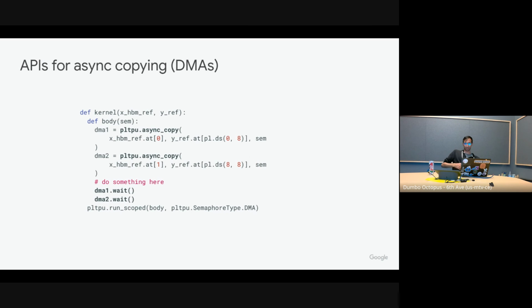But first, the basic primitive we give you is something called async copy. The idea here is that because these are asynchronous operations, we need some mechanism of synchronizing things, essentially blocking on those copies. And we expose semaphores to the user. You can allocate the semaphores via that scratch shapes mechanism from before, or you can allocate them via run scoped, where you call a body and it'll give you a semaphore that's been allocated for you. And then the semaphore needs to be passed into these async copy operations.